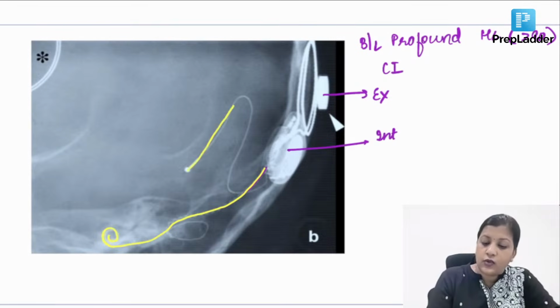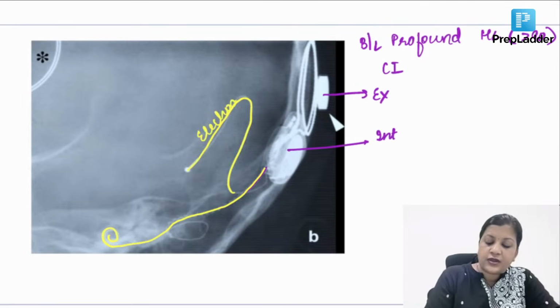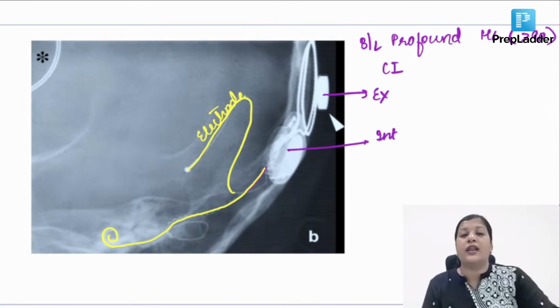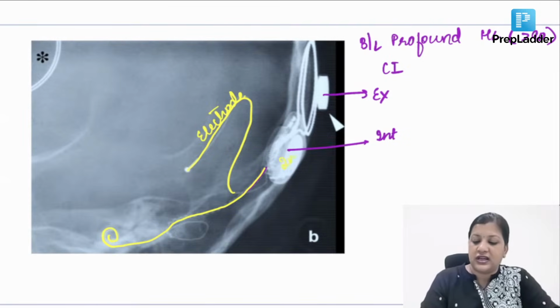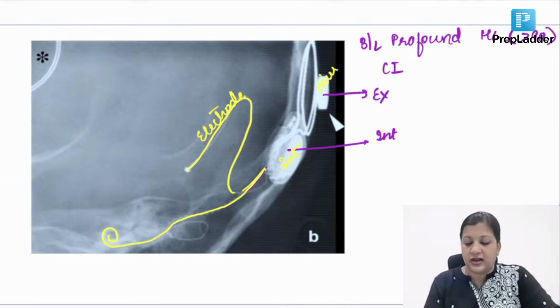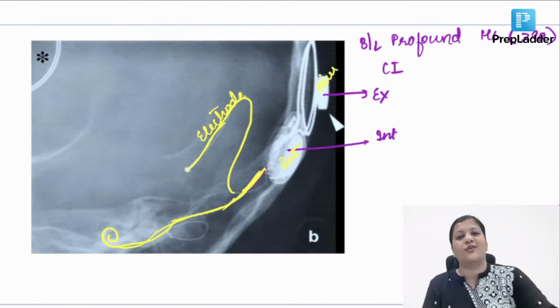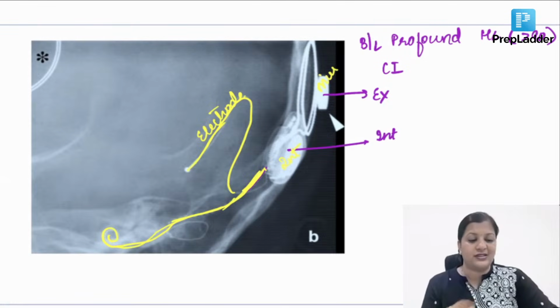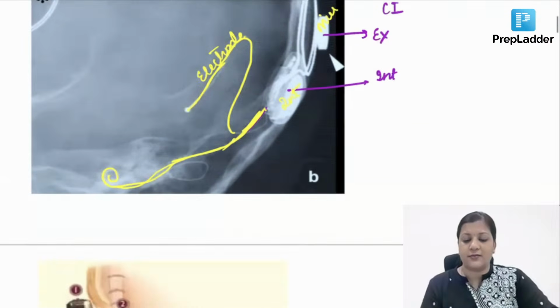This is the ground electrode. What is this? This is the ground electrode, to maintain good electrical function within the electrode that is transmitting the impulses to the inner ear. So this is the internal receiver, this is the external microphone, and this is your electrode array. This electrode array goes into the inner ear, and you have a ground electrode to control the electrical impulses. So I'm sure all of you got this cochlear implant image.